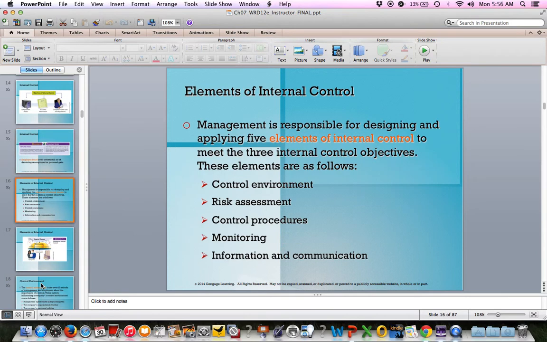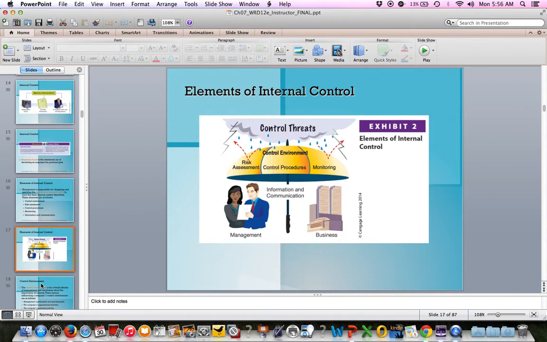So some elements of control. It says here management is responsible for designing and applying the 5 elements of control to meet the 3 internal control objectives, and they are right here. The control environment, risk assessment, control procedures, monitoring, and information and communication. We'll talk a little bit about each one in the next few slides.